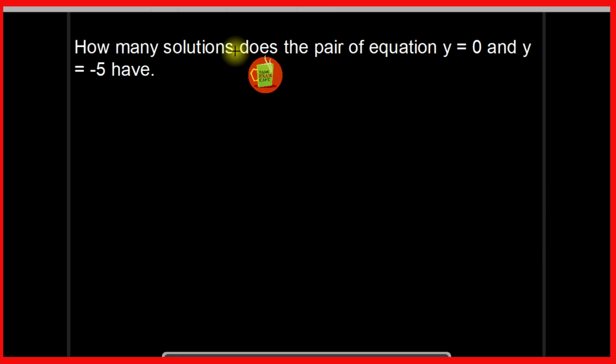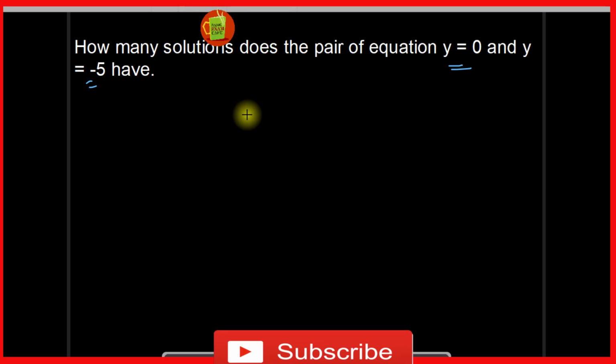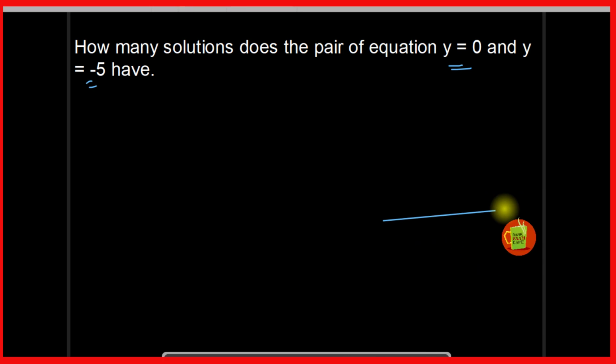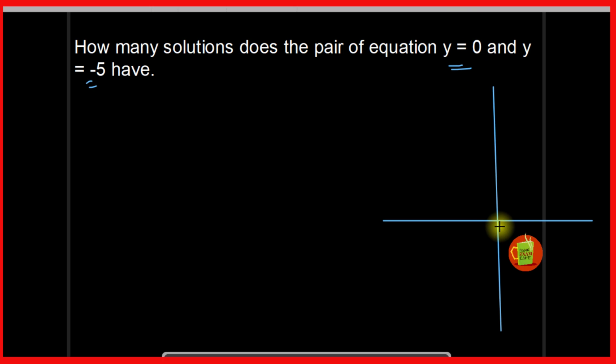Now the next question is, how many solutions does a pair of equations y is equal to 0 and y is equal to -5 have? Now friends, see here, if this is the x-axis and this is the y-axis, and the two equations are given as y is equal to 0. You know that y is equal to 0 is nothing but the x-axis. This is the x-axis, and so this is nothing but y is equal to 0.